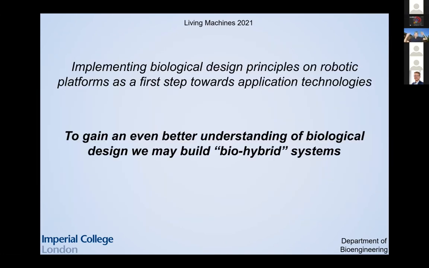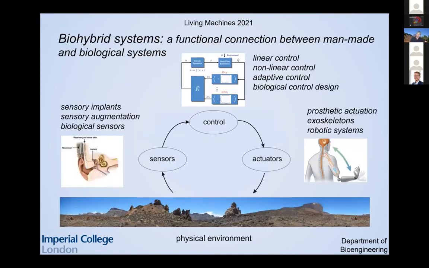Right, so implementing biological design principles in robotic platforms, that's basically the first step for technology, and that's very clear. Now, to gain even a better understanding, you can then design something like biohybrid systems. And I have a very rudimentary explanation, and I really appreciated Tony's presentation, where he gave way more information on what the general definitions are. But in a very broad sense, it's a connection between man-made components or systems and biological systems.